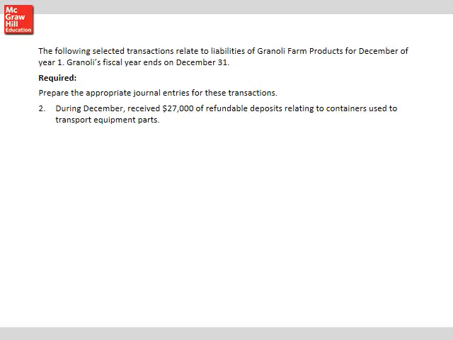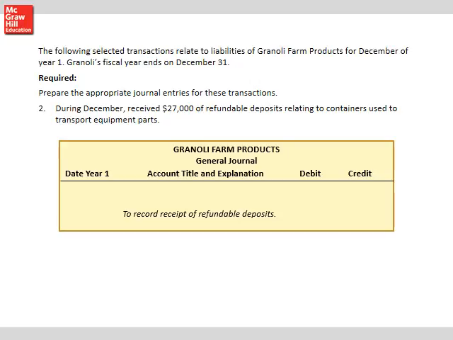Okay, the second entry is the receipt of $27,000 of refundable deposits. This is similar to our previous exercise entry. We have cash of $27,000 that we took in, and then refundable deposits as a liability for $27,000.